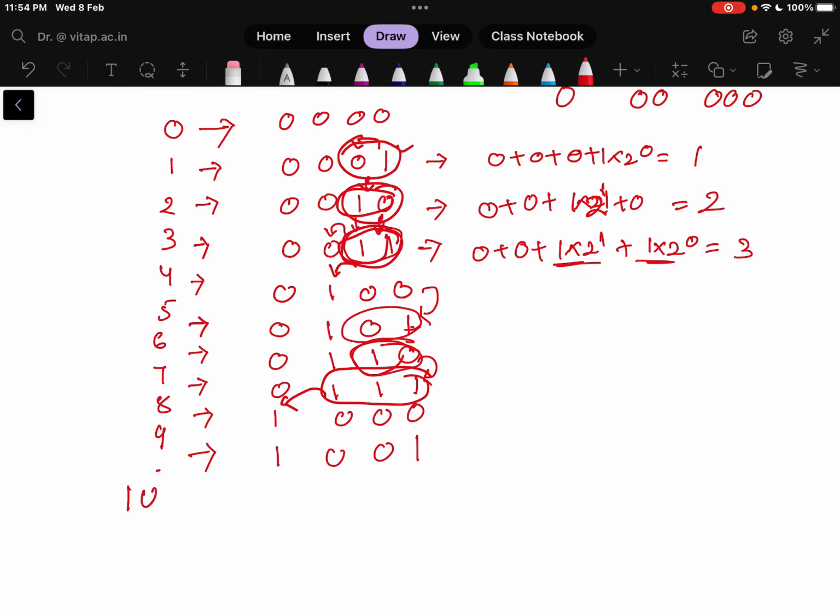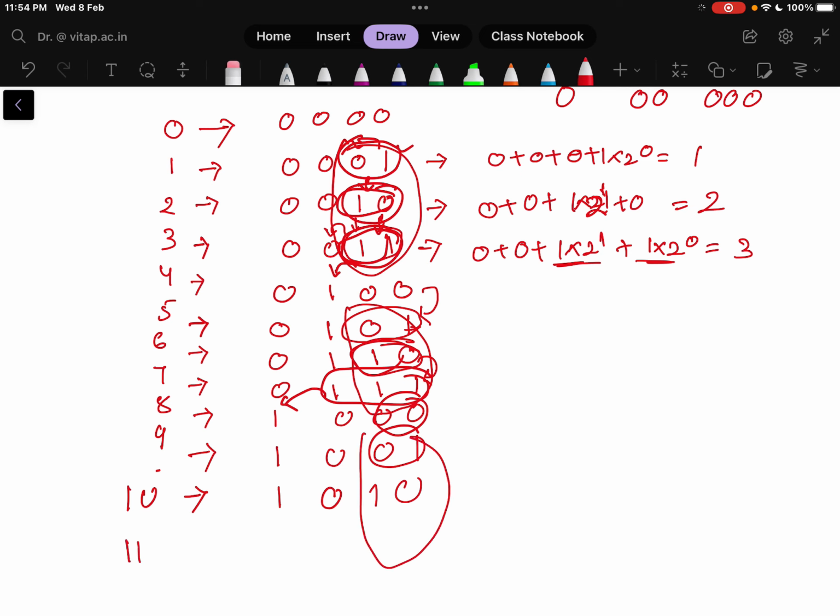So if I write for 10, how will it be? Simply I can write the 0. So 0 0, then 0 1, then 1 0. So see, this pattern is repeating. Again this pattern will repeat here. If I write it for 11, it will be 1 0 1 1. Okay, this pattern will repeat.